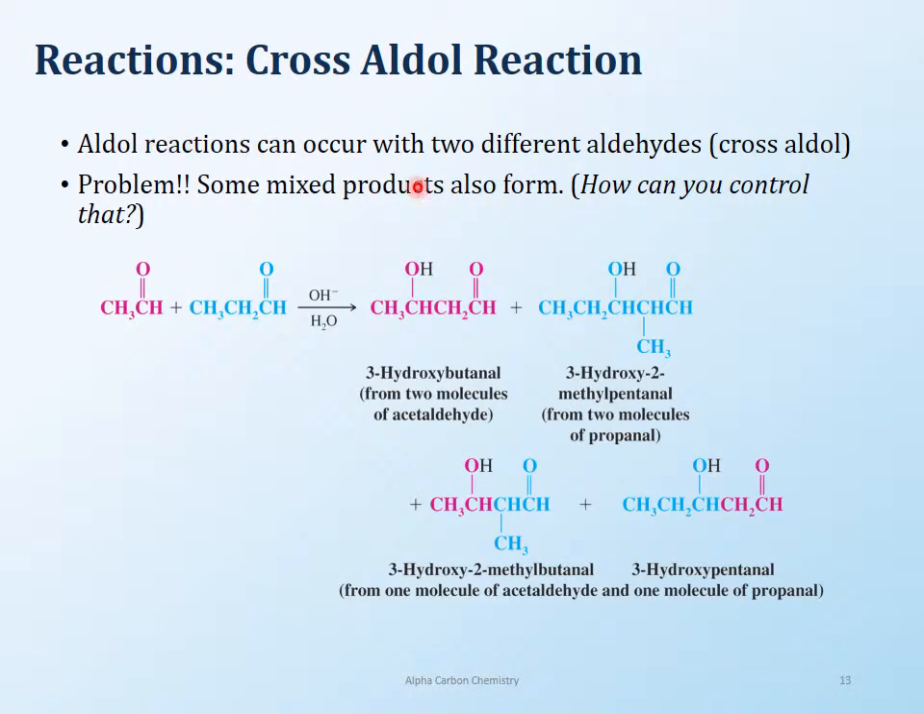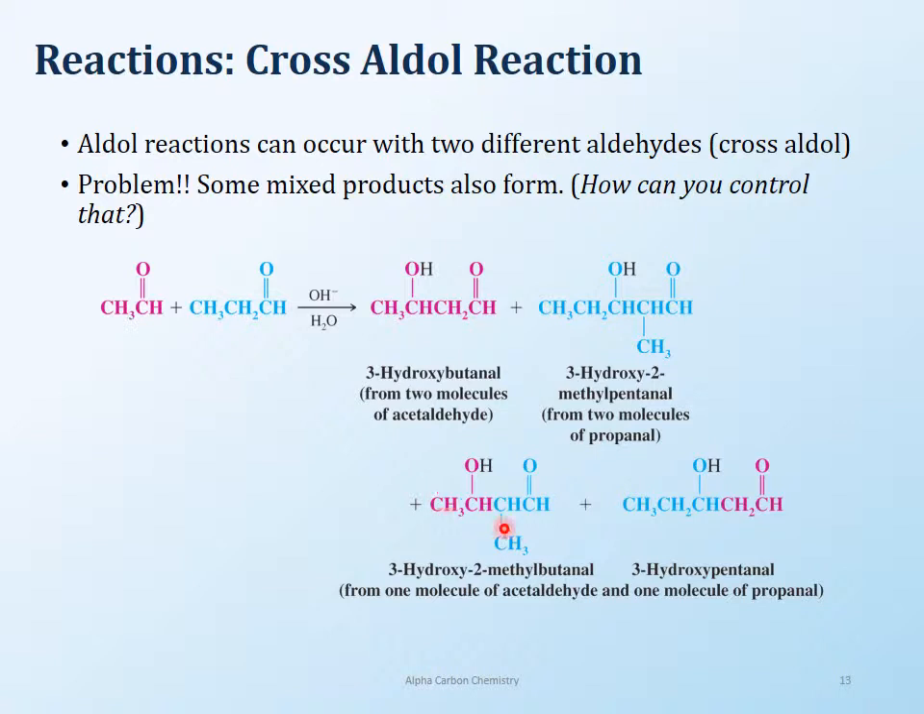And then you can do something which is called the cross-aldol reactions. Cross-aldol reactions are when you have two different aldehydes doing the reaction. So instead of taking just an acetaldehyde, you can now have, say, acetaldehyde and propanal reacting, and then you end up getting a whole bunch of products.